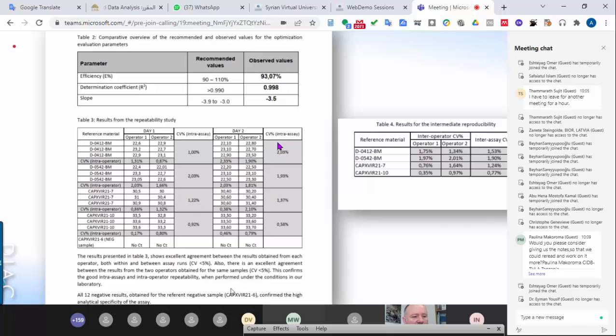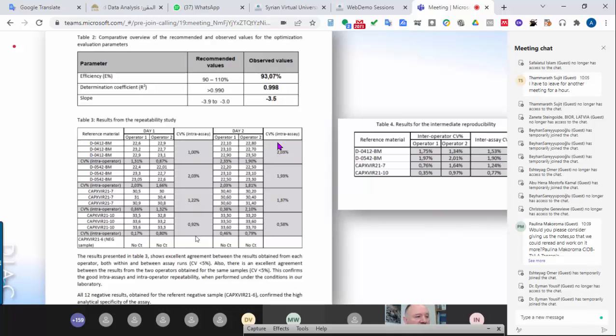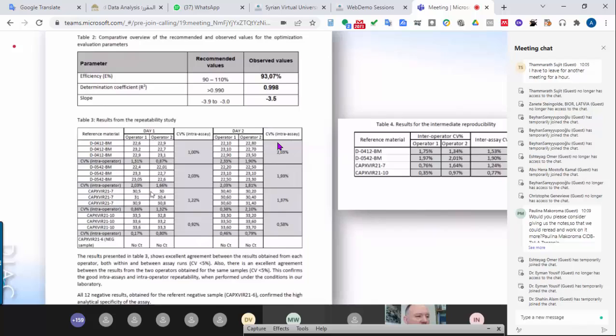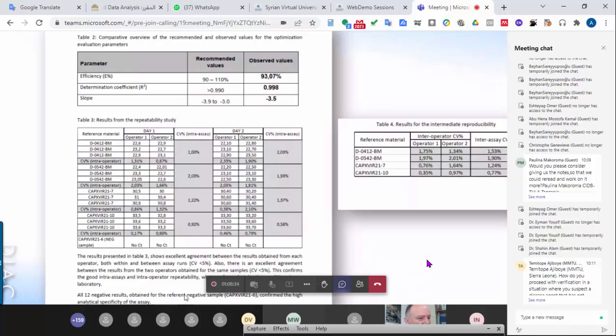Here you explain that by evaluation of these results, you see that all these coefficients of variation are lower than 5%, which shows you that there is an excellent level of agreement between the results, both comparing one operator alone and between operators and between different days. Also, because all 12 replicates of the negative control sample returned negative results, you are confirming the high analytical specificity of the assay.